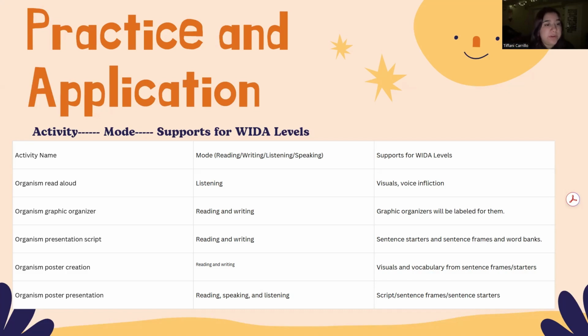The other one is the Organism Graphic Organizer. So this helps them in reading and writing, and the graphic organizer will already be labeled for them, so it'll be a little bit easier. And then the organism presentation script will also help with reading and writing. That's when they'll be able to use their sentence starters, their sentence frames, or any of the word banks with all the vocabulary words they need.